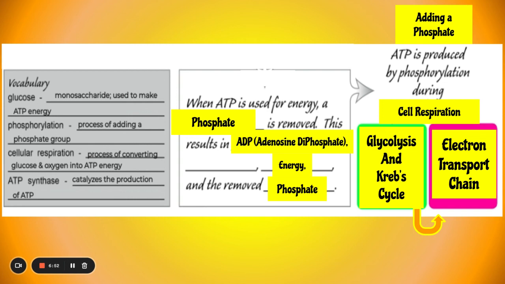But the bulk of ATP is produced during the third and final stage of cellular respiration, which occurs in the membrane of the mitochondria, which is called the electron transport chain. So the bulk of your ATP is made there.